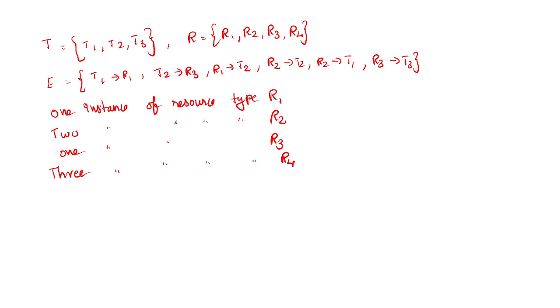So first, how many threads are there? Three. So we draw like this. This is thread 1, thread 2 and we have thread 3. Okay. And we have four resources. For that we need to represent the threads using a circle and the resources using a rectangular box.